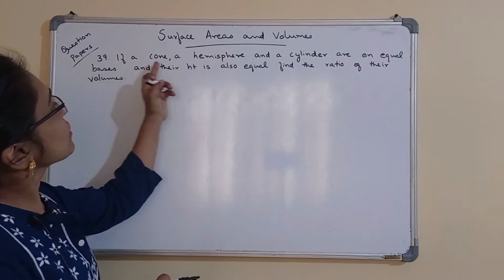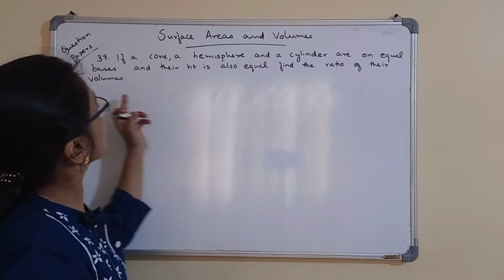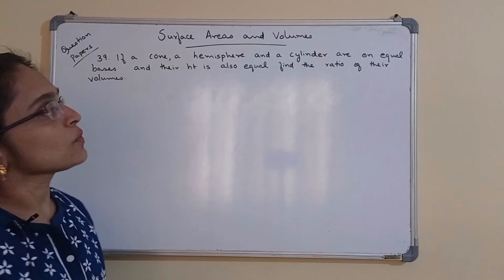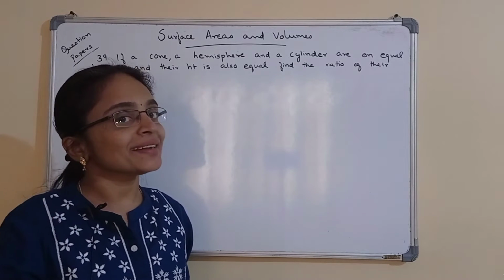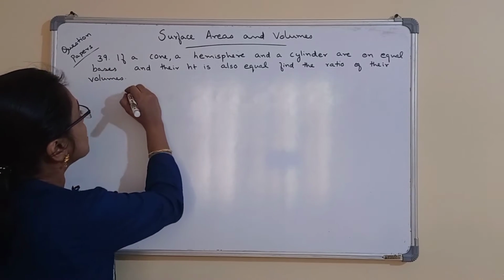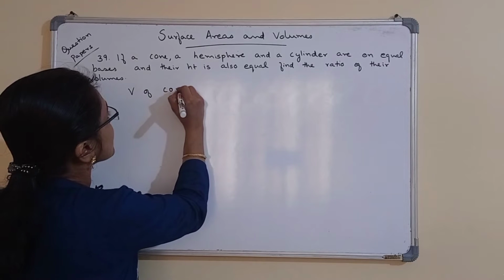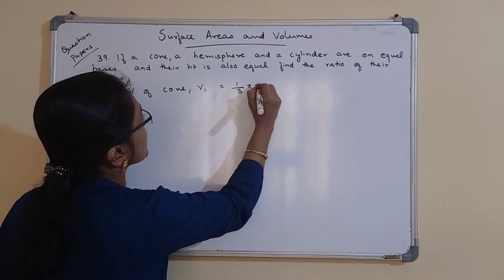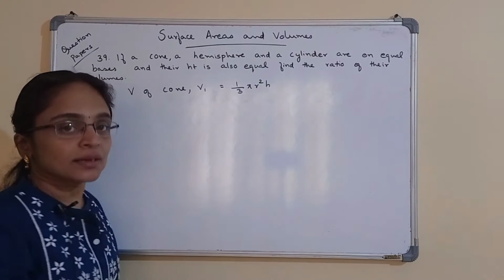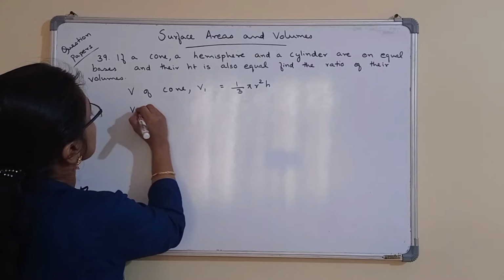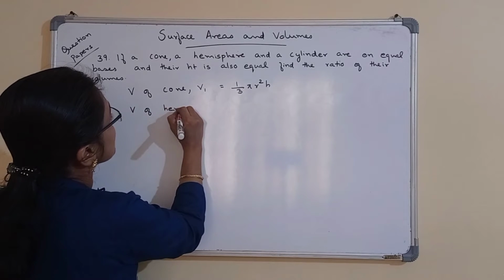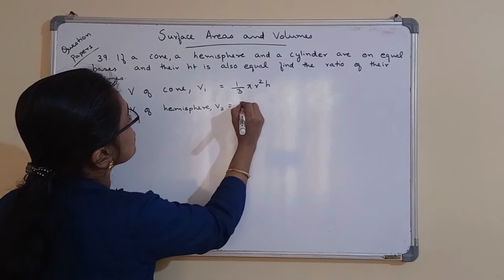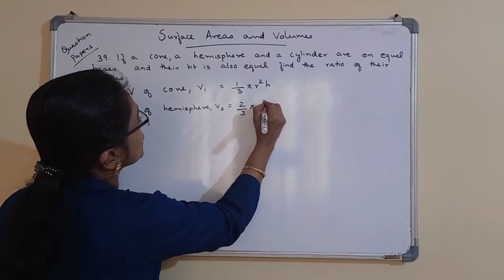39th question. If a cone, a hemisphere and a cylinder are on equal bases and their height is also equal, find the ratio of their volumes. They are on equal bases, so the radius will be same. And volume of cone, let us name it as V1. V1 equal to 1 by 3 pi r square h, right? And volume of hemisphere, we can write it as V2. It is 2 by 3 pi r cube.